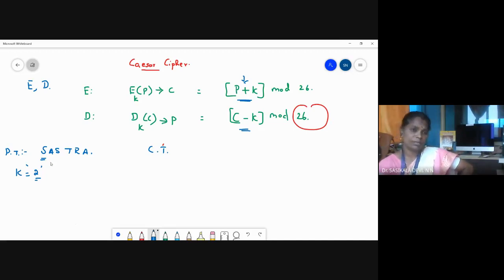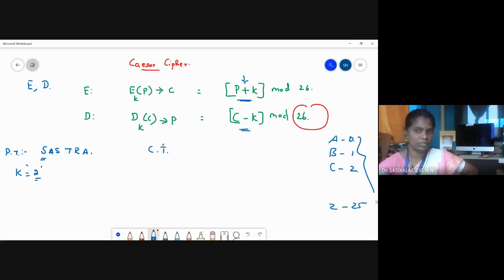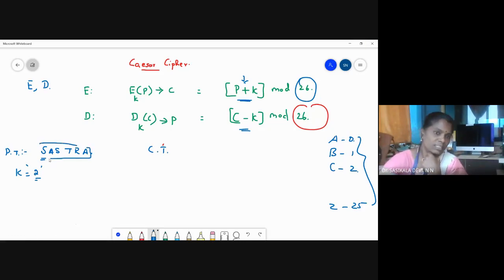We can also do it using basic calculation because all these characters will be replaced by their position. You have to start with 0. A's position is 0, B is assigned the value 1, C is assigned the value 2, and so on. Z is assigned 25. So the valid values are 0 to 25. We can also use ASCII values, but if you use ASCII values, the mod reduction by 26 is not possible. So convert this Shastra into a set of integers.